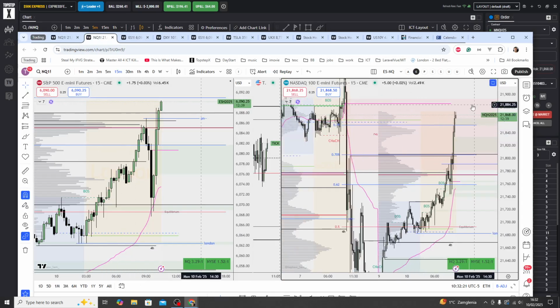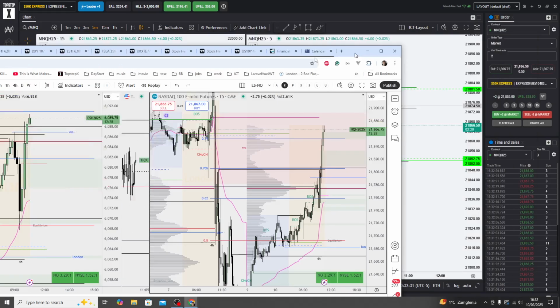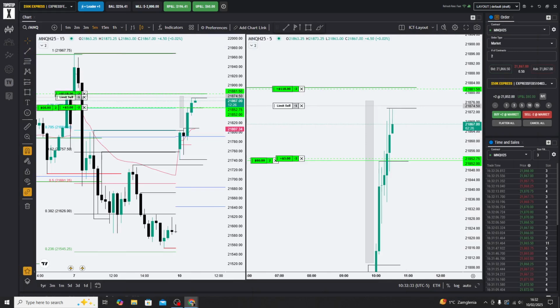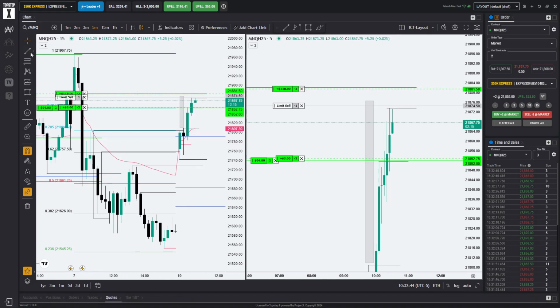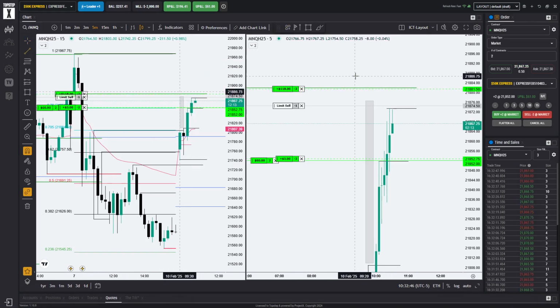NQ. Alright. It's 895. Could be a target. The opening print from Friday. 886. Let's mark that. 886, here. Let's make it pink.